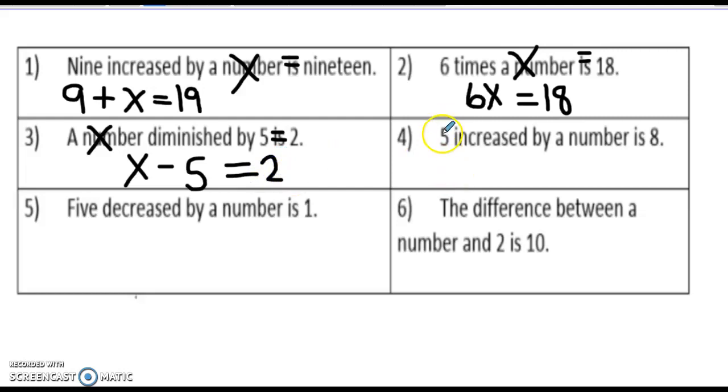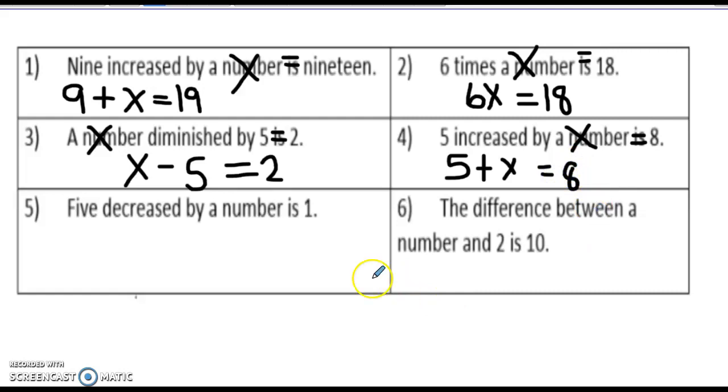Number 4 says 5 increased by a number. So for a number, I'm going to use x as my variable, the number that I don't know. 5 increased by a number is 8. Is my equal sign. 5 increased by x equals 8. So 5 increased by is addition, increased by x, that's my number that I don't know, is 8, equals 8.